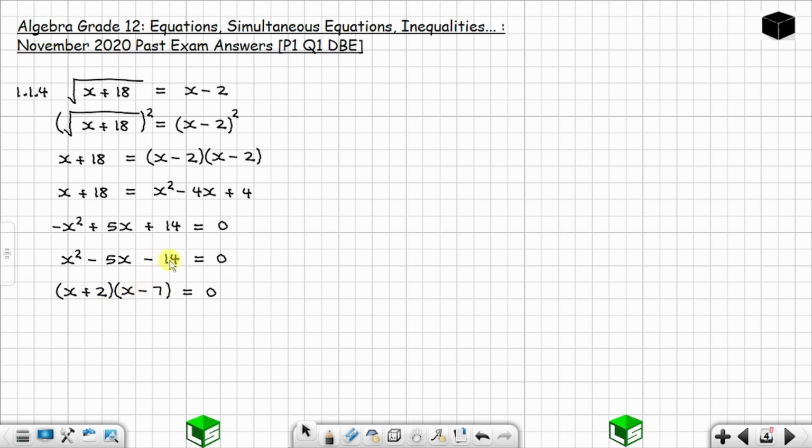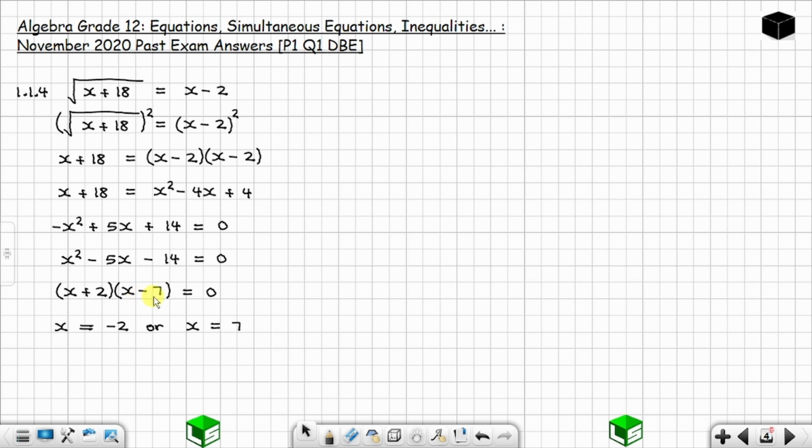And from here, what you have to do is to solve for x. So when you take this part, you make it equal to 0, you solve for x, you are going to find that x is equal to negative 2. And when you take this part, you make it equal to 0, you solve for x, you are going to find that x is equal to 7. I hope you understand this. X is equal to negative 2, x is equal to 7.